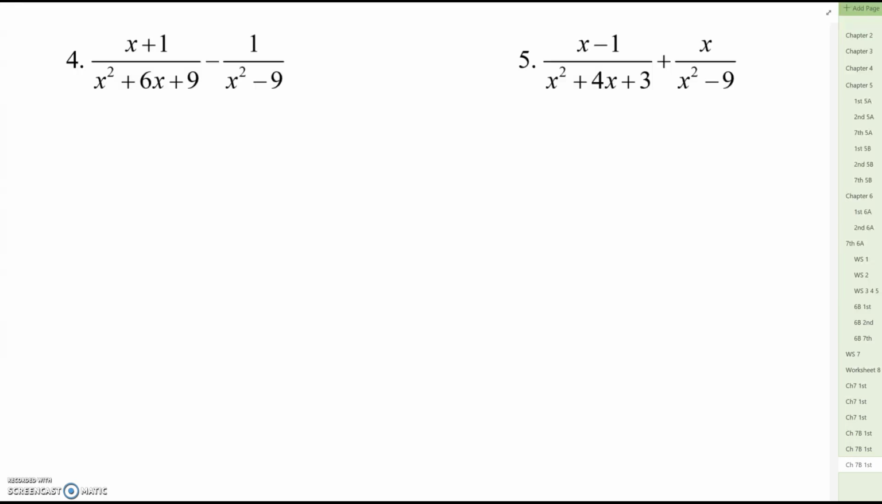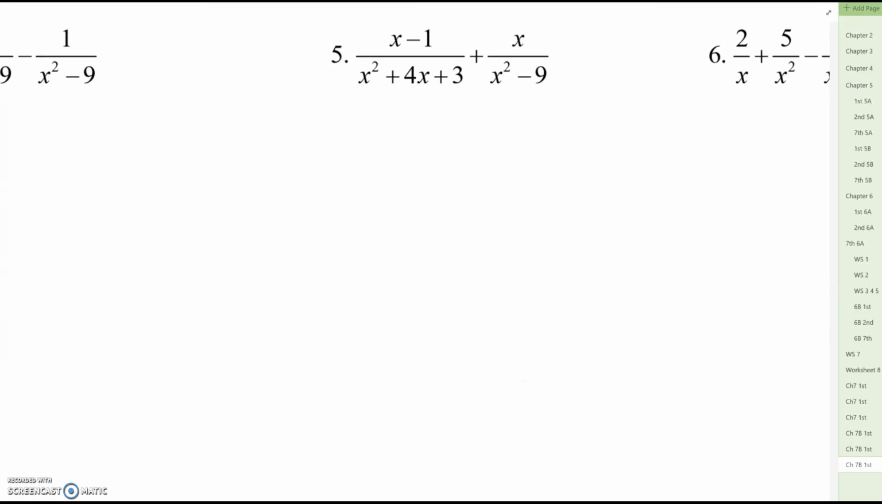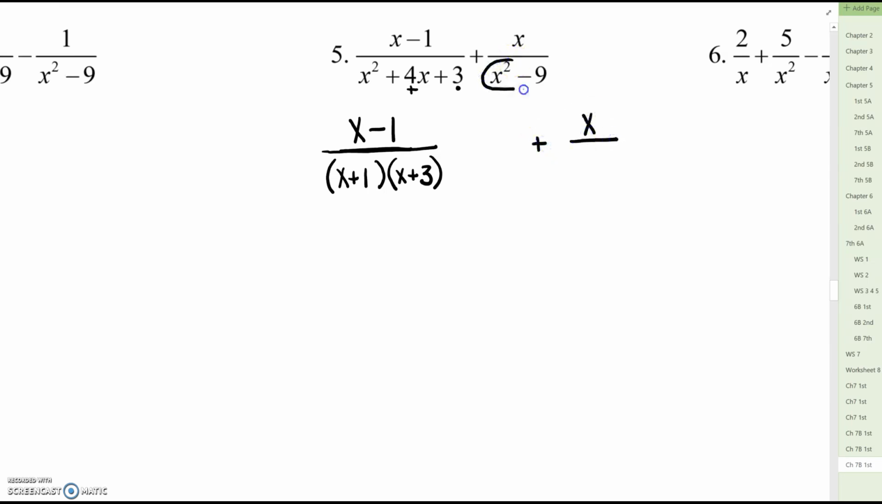We are going to do number 5 before we do number 4. Number 5, I'm going to start by spacing out and factoring. We need to factor our denominators. So let's factor x squared plus 4x plus 3. I need two numbers that multiply to give me 3 and add up to 4. That would be 1 and 3. Leave some space. How does x squared minus 9 factor? 9 is a perfect square. The square root of 9 is 3, so x plus 3, x minus 3.